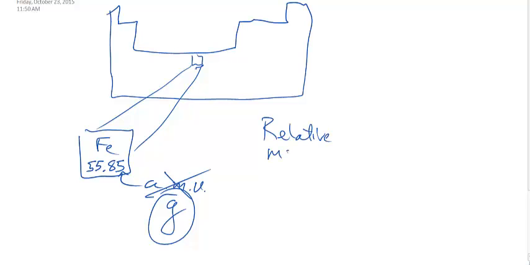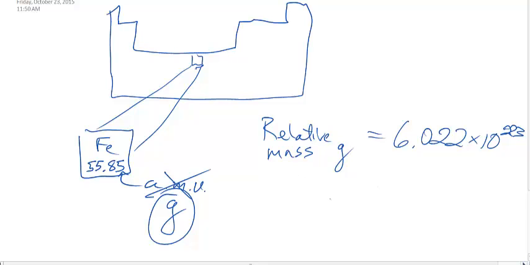Which is? Is it, let's see, 6.022 times 10 to the 23rd. Which we've been referring to as? The mole. The mole. So the relative mass in grams from the periodic table is equivalent to a mole of that substance.